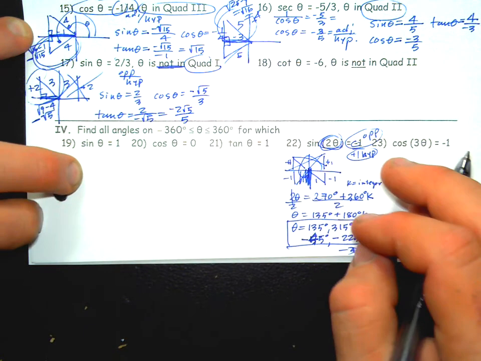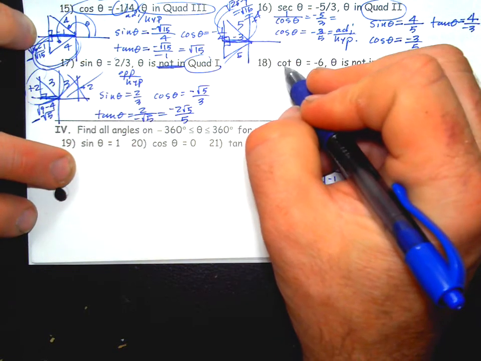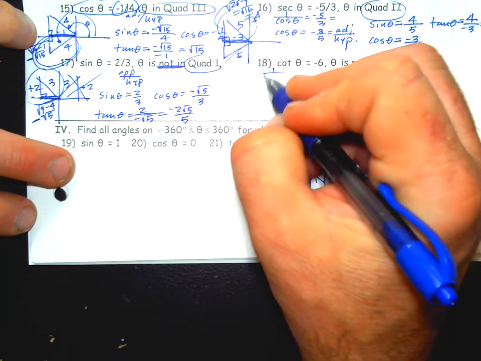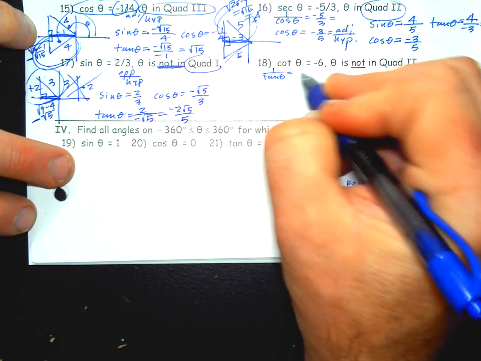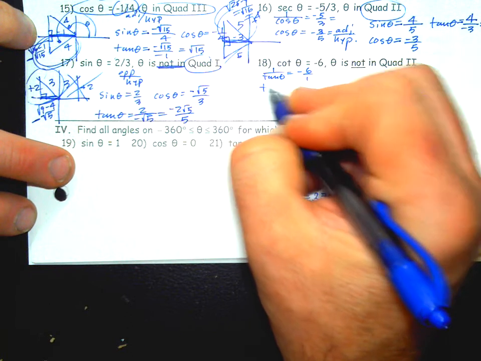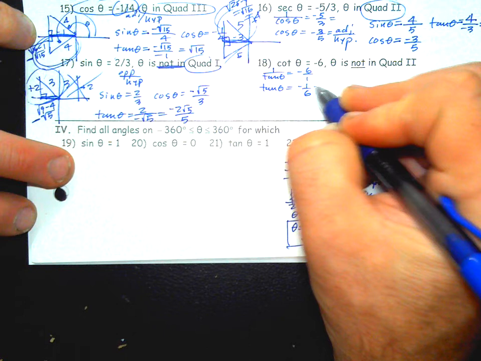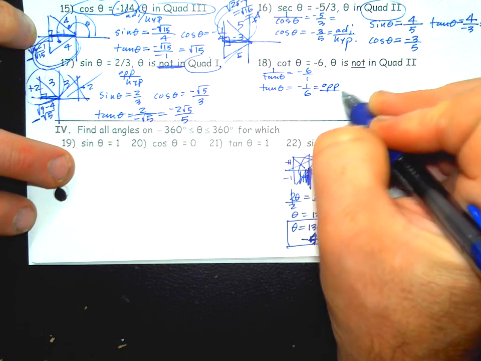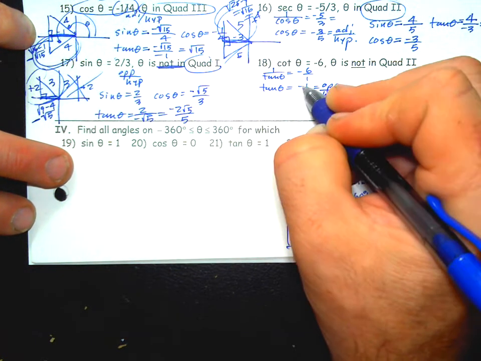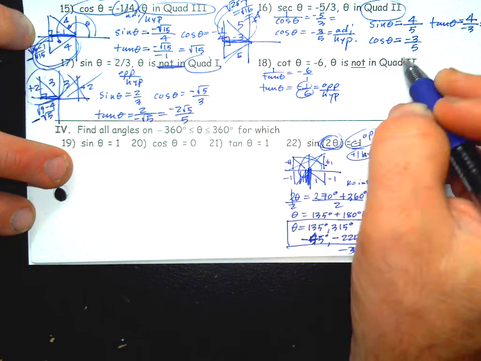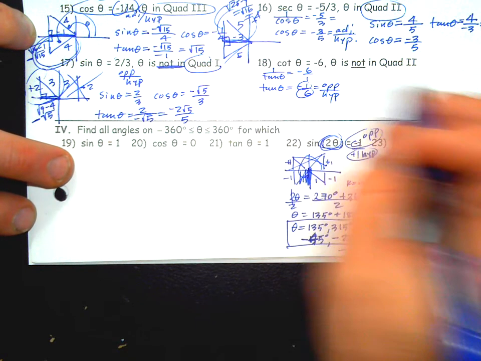Okay, next one, cotangent is 1 over tangent, which means tangent equals negative 1 over 6, which is opposite over hypotenuse. Now, I don't know if the negative belongs to this or to this. It could be either one. So we have to entertain those are two possibilities.